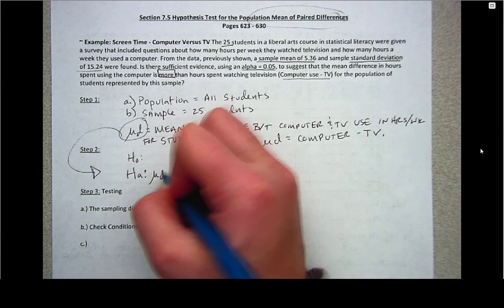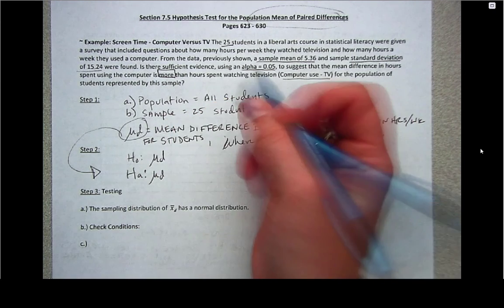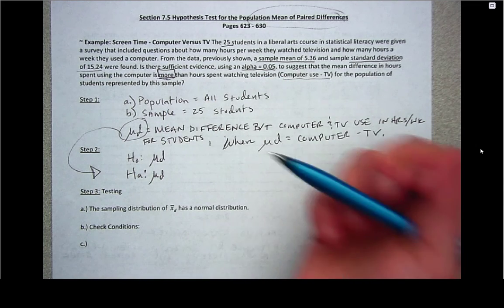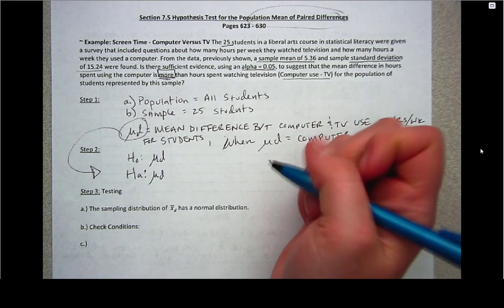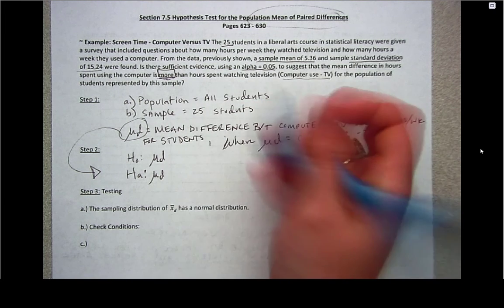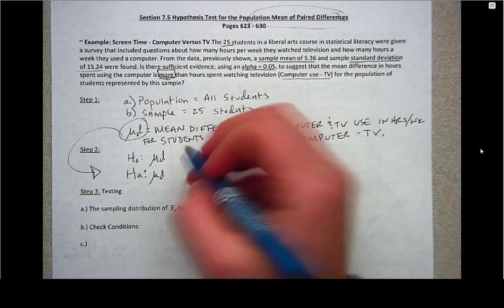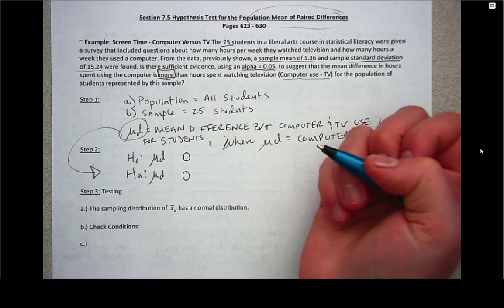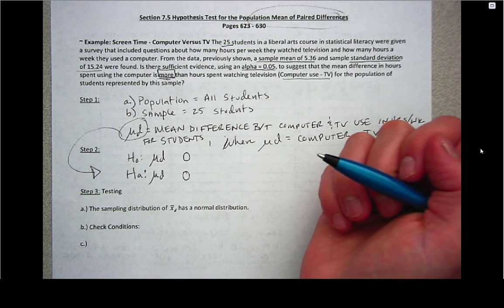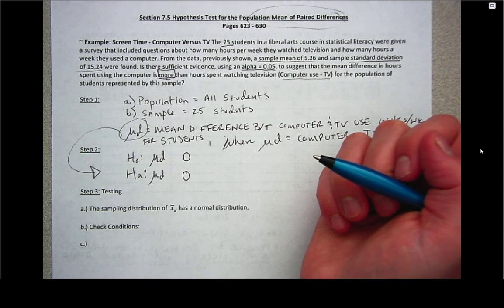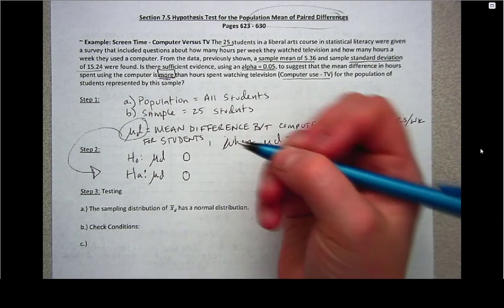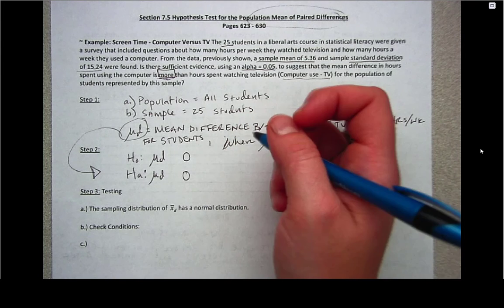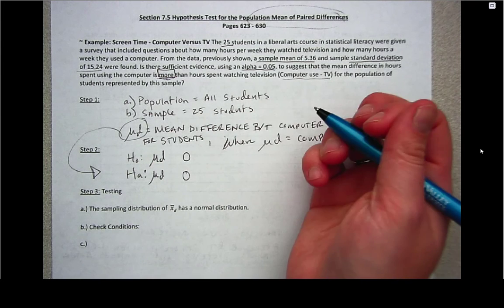So we're going to start with our parameter, and that was mu sub d. Now we want to see if computer time is more than TV time. For these problems, when you're looking for a difference, your null value will be the same from problem to problem. So we're always going to be interested in 0 as our null value, because if you see a numeric difference that's a value other than 0, it indicates that there is a difference between the two.